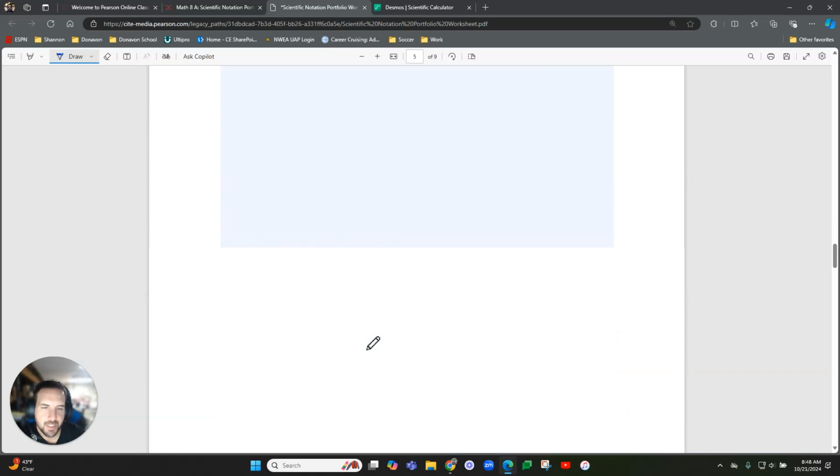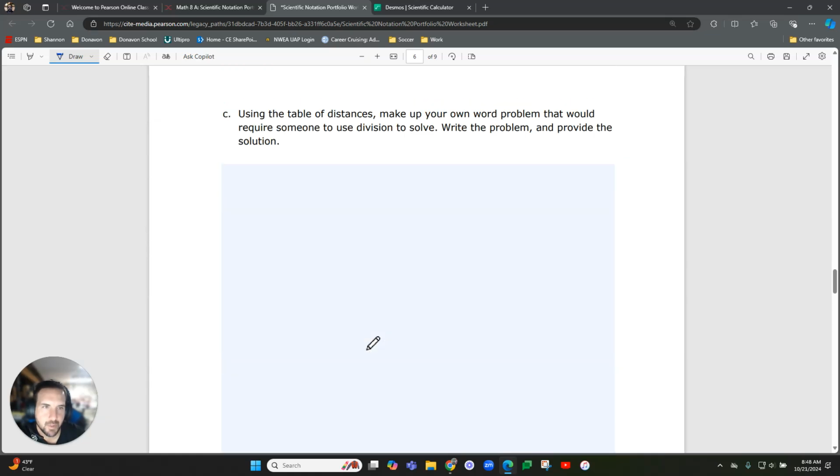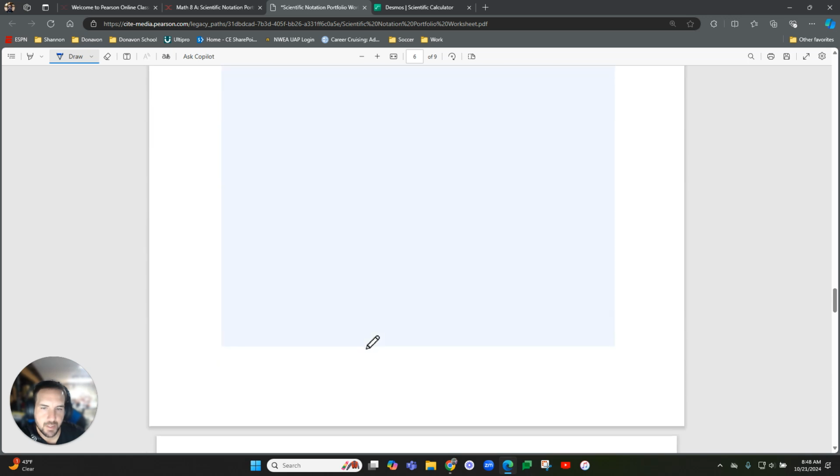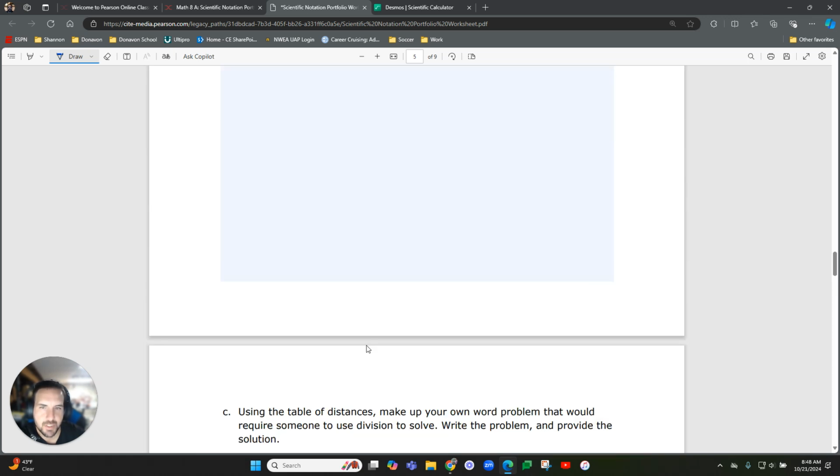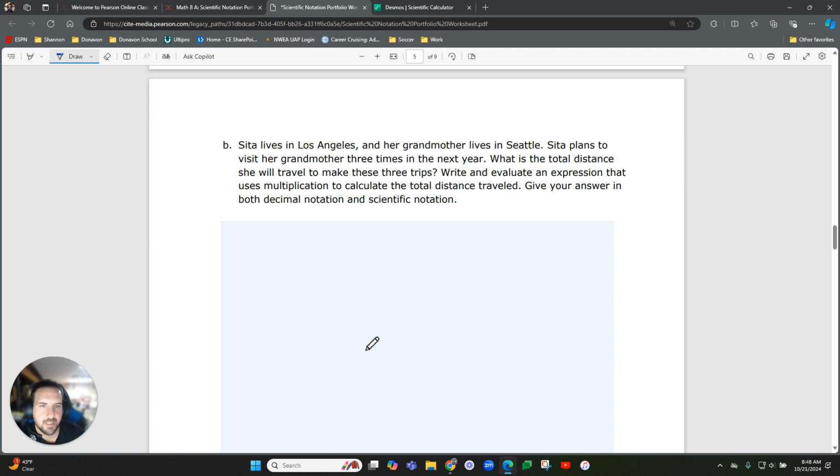All right, and then letter B, this is, I think, the last one. Oh, no, we're doing letter C as well. Yep, that's it. So then 2 more questions. Okay, so it says, Sita lives in Los Angeles and her grandmother lives in Seattle. Sita plans to visit her grandmother 3 times in the next year. What is the total distance she will travel to make these 3 trips? Okay, so she's going from Los Angeles to Seattle. 3 trips. Write and evaluate an expression that uses multiplication and calculate the total distance traveled. Give your answer in decimal notation and scientific notation.